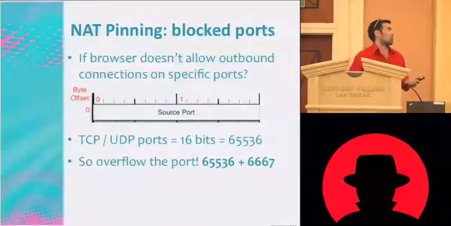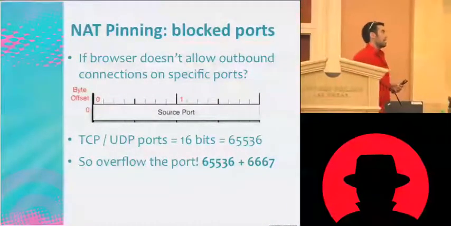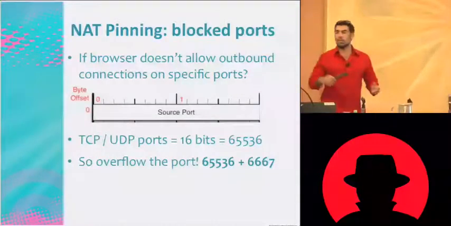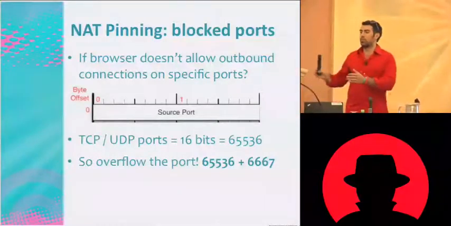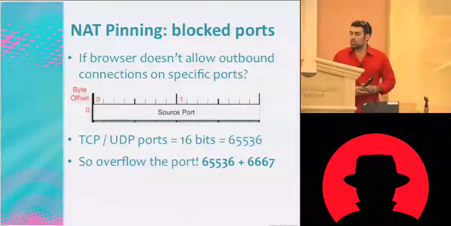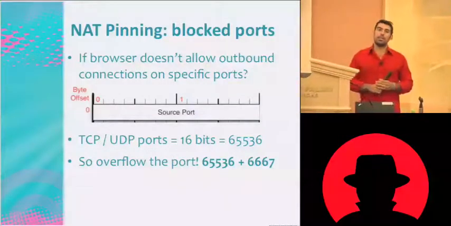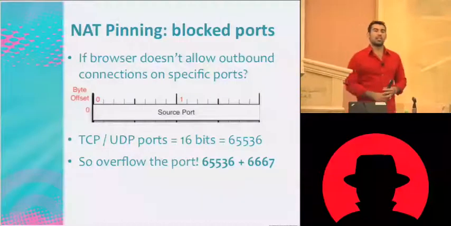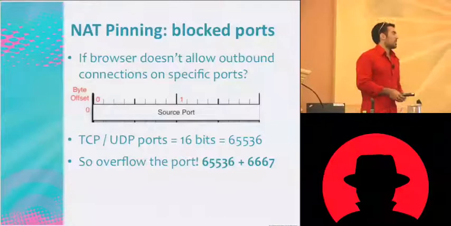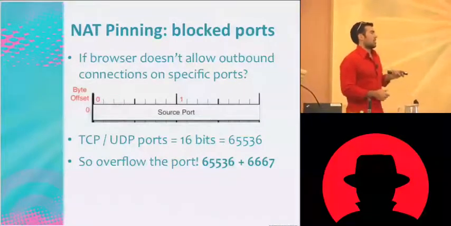Now what about blocked ports? As this became a little bit more prevalent, not NAT pinning specifically, but people abusing IRC, some browsers started saying, oh, you know what, I'm not going to let you connect to 6667. That's a well-known IRC port. You're obviously up to some trouble. So we're going to block port 6667.